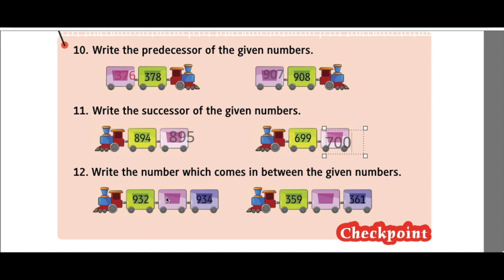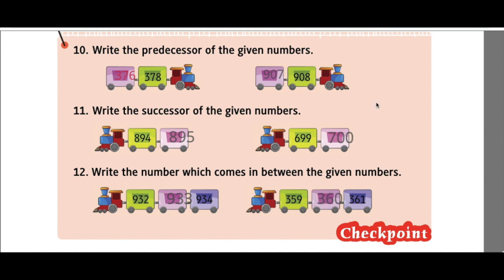12th one, write the number which comes in between the given numbers. So they have given you two numbers and you have to find the number in between these two. We have 932, 934. In between, what number will we get? It is 933. Next one, 359 and 361. In between we have 360.